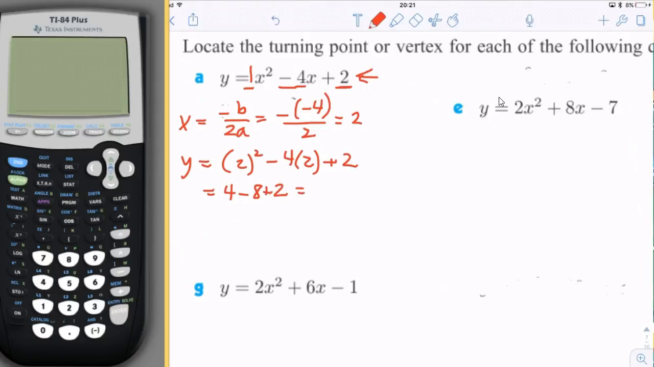Okay, so it's 4 minus 8 plus 2, so it's equal to negative 2. So the x coordinate is 2, the y coordinate is negative 2. Let's do e like that too.